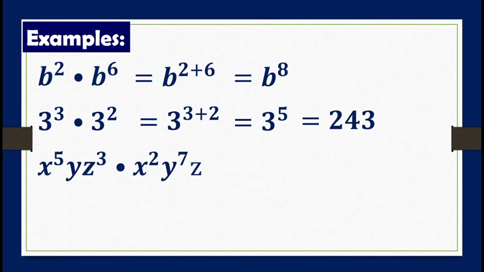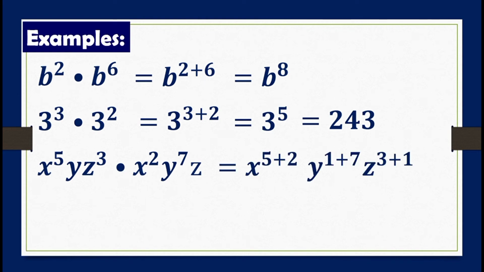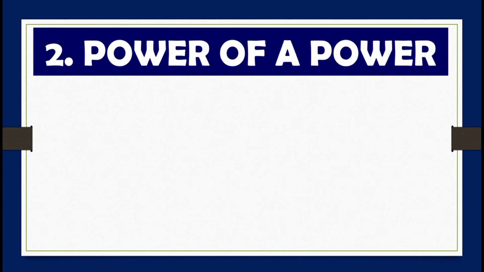Let's have the third example. x to the fifth y z cubed times x squared y raised to 7th power z. In this expression, all we need to do is to add the exponents of the same base. Here, x has exponents 5 and 2, y has exponents 1 and 7, and z has exponents 3 and 1. So therefore, the simplified expression becomes x to the 7th, y to the 8th power, and z to the 4th power.